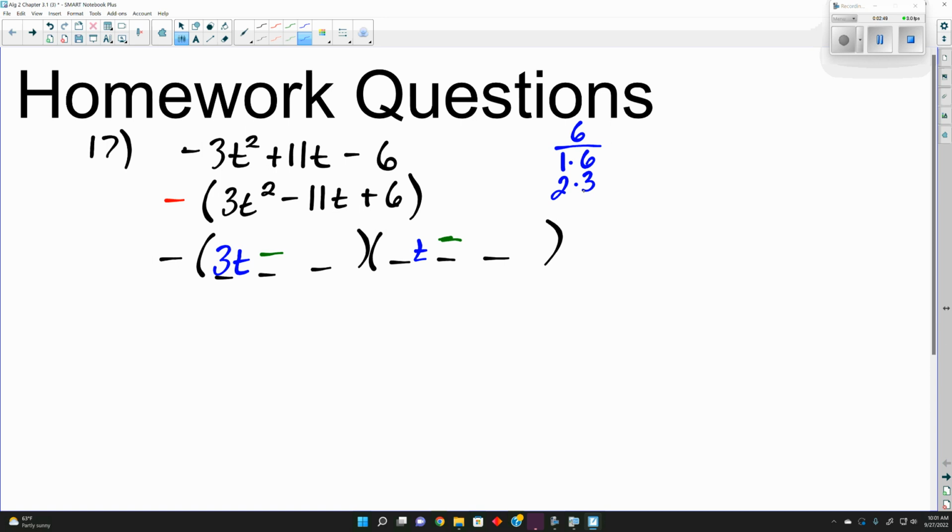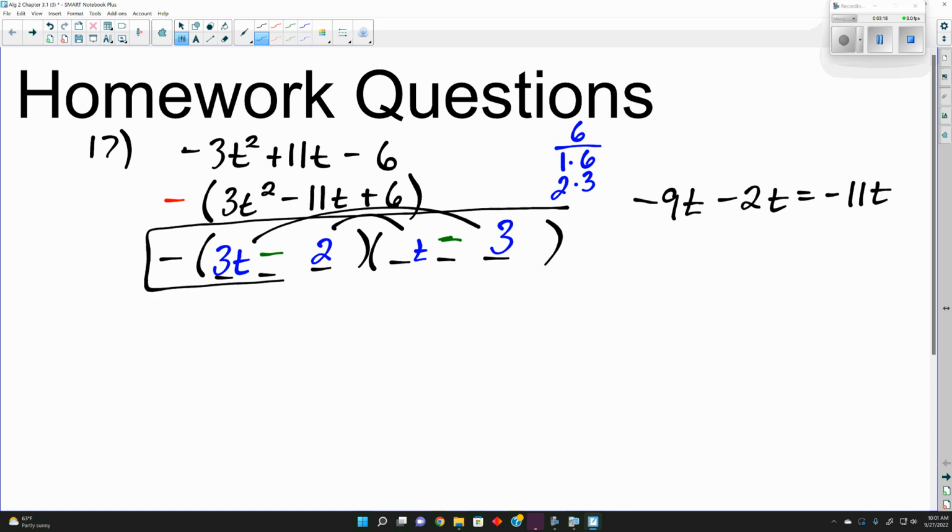Now the factors of 6 that we can use are 2 and 3. And we can try this here. If we check this, 3t times negative 3 is negative 9t. Negative 2 times t is negative 2t, which gives us a negative 11t, which is what we wanted. So these here are the factors.